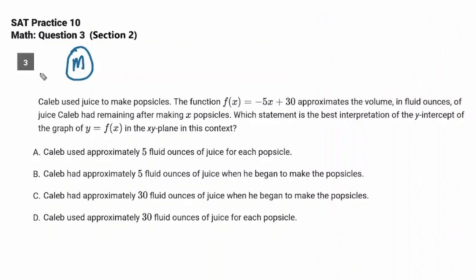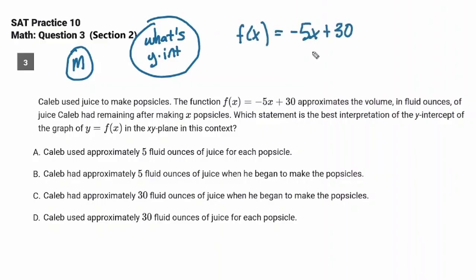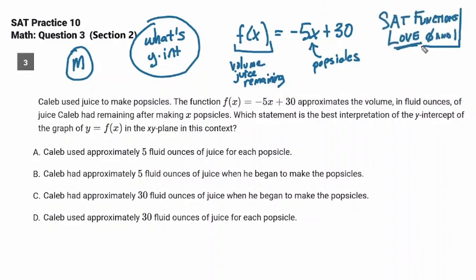It's really important to write down what we're looking for in this question. What's the y-intercept? So let's just start by writing down the function, and let's label what the function stuff is. So what's x? x is popsicles. What's f of x? The function approximates the volume of juice Caleb had remaining after making x popsicles. So f of x is volume of juice remaining. All right guys, SAT functions love 0 and 1. So if you're in a function on the SAT, you should think real hard about plugging in 0 and 1 into the function. Let's just try that out.